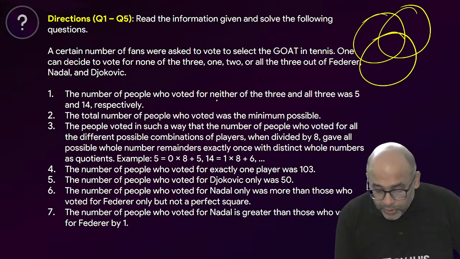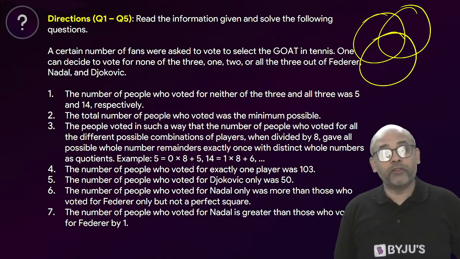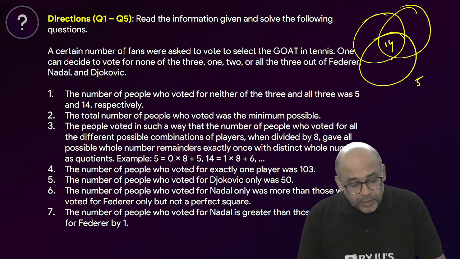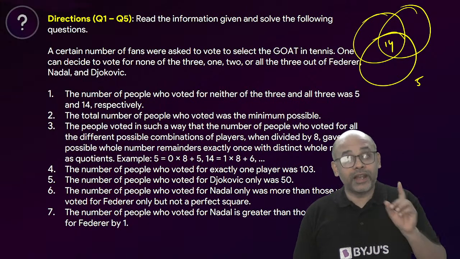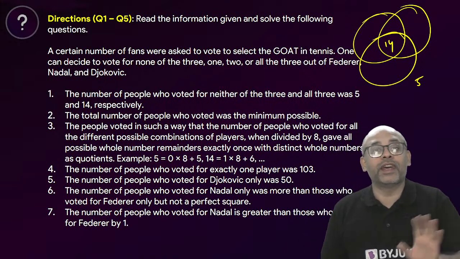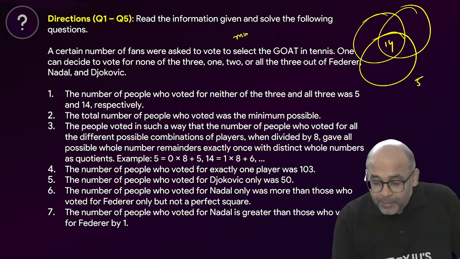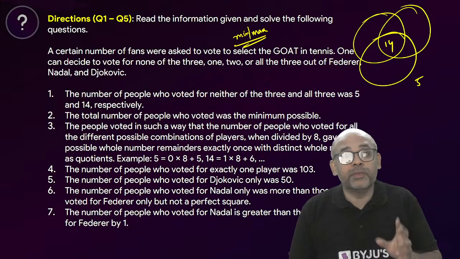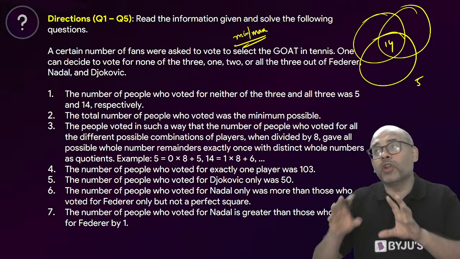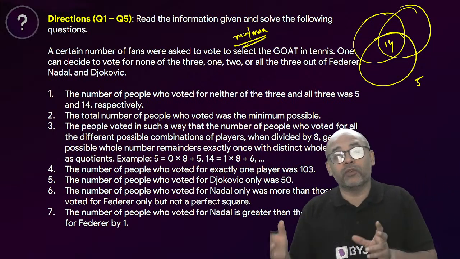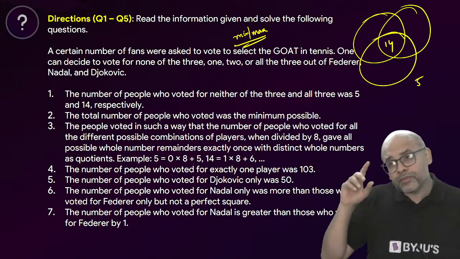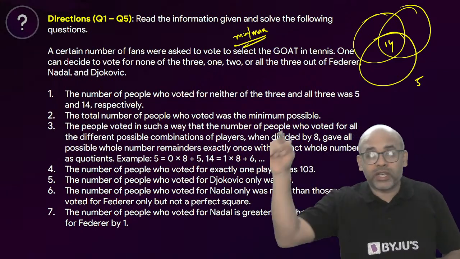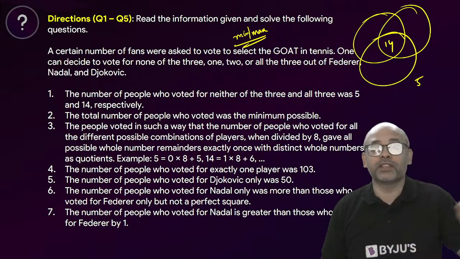Now the number of people who voted for neither of the three and all three was 5 and 14. Very nice. I got 2 data points, 5 here and 14 here. Then the total number of people who voted was the minimum possible. Now the first time I got a hint that it is not a direct question. This is a minima maxima concept involved. It is not a typical DI or LR question of Venn diagrams where they say A and B only is this much, B and C only is this much, so I put everything everywhere and get my answer very nicely. It is not such a question.